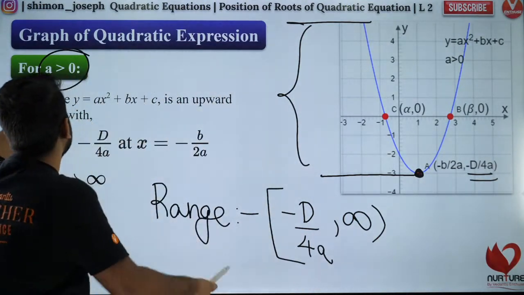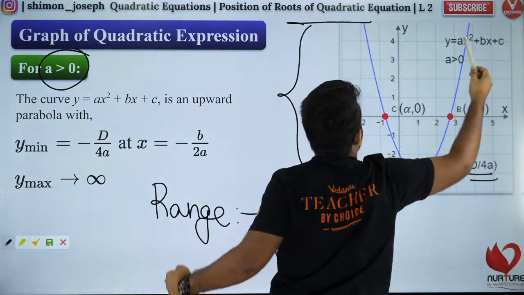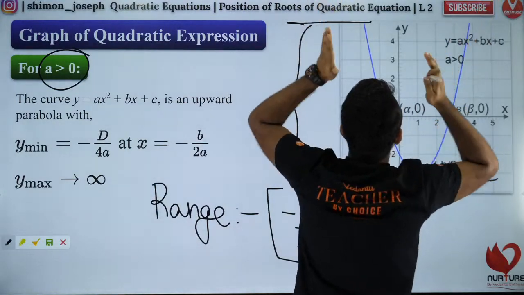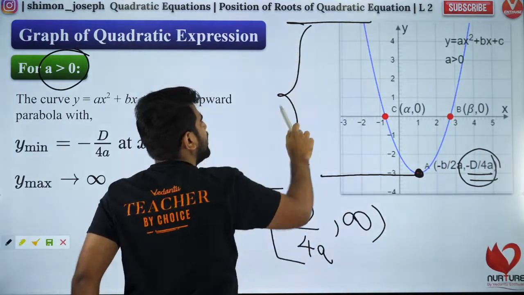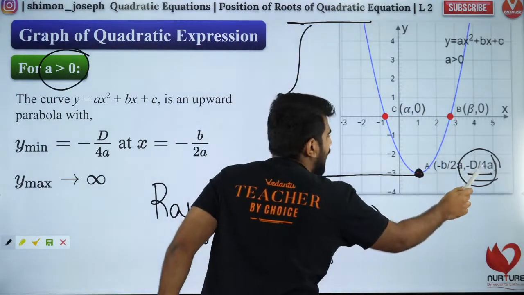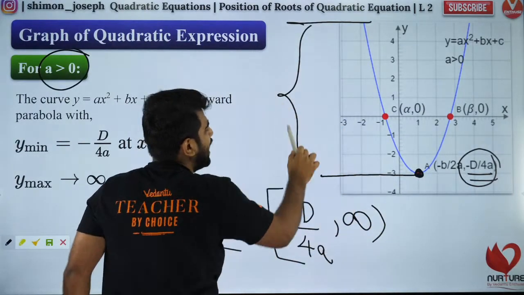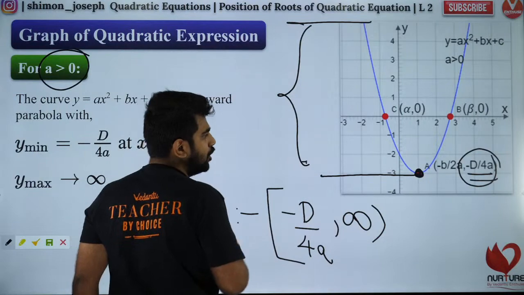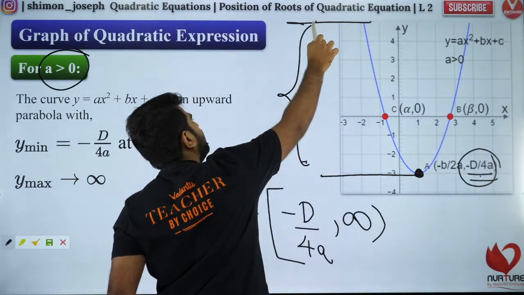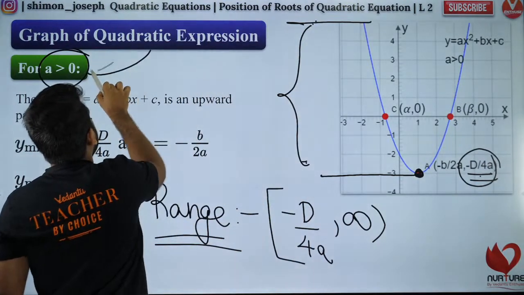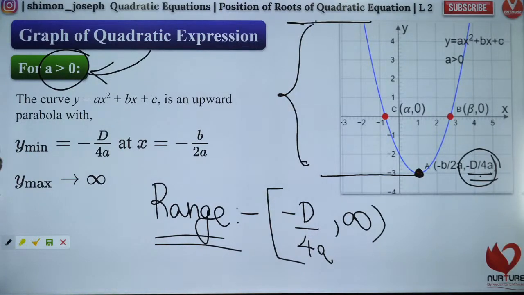Yes, Gokulnath, this is only for A positive, for an upward opening parabola. So for an upward opening parabola, obviously the maximum value will go to infinity and the minimum value will be the vertex y coordinate, because we are tracking the y coordinate only. Why? Because the y coordinate will give you the range values. So y starts from the lowest value, minus D by 4A, and goes all the way up to infinity for an upward opening parabola, which means A is positive. But what if it is a downward opening parabola?